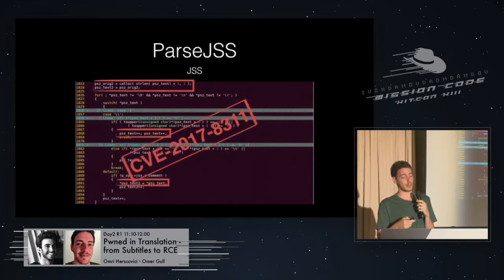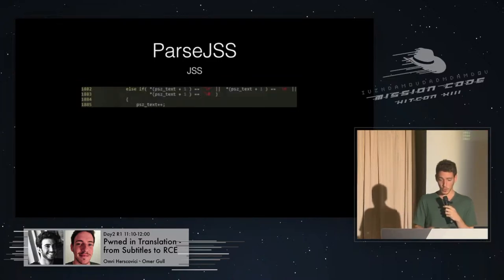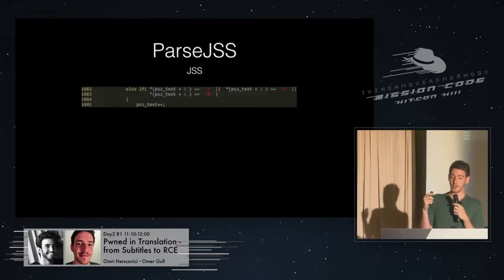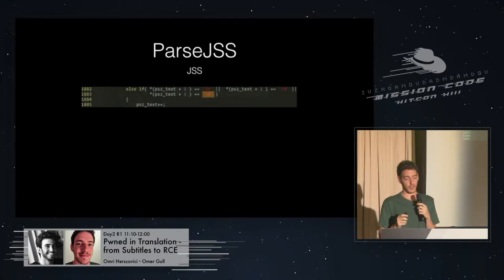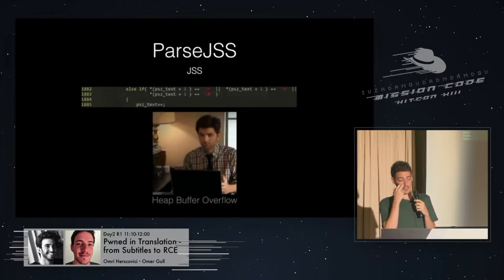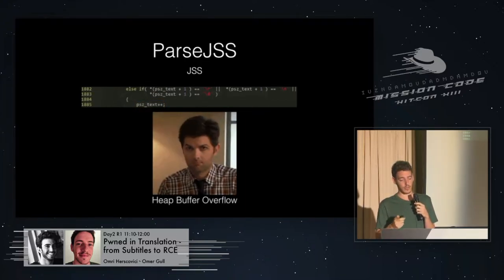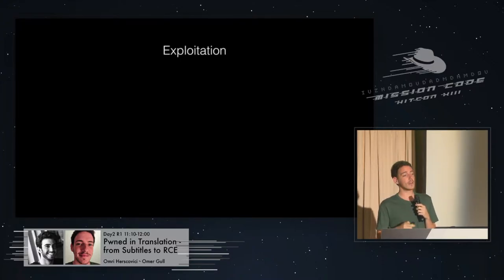So in another case, you can see that when the parsing loop reaches a null terminator in a specific case, for some reason, it intentionally decides to skip it, making this number 7 vulnerability. So let's talk about exploitability for a second. These bugs are definitely not trivial to exploit.